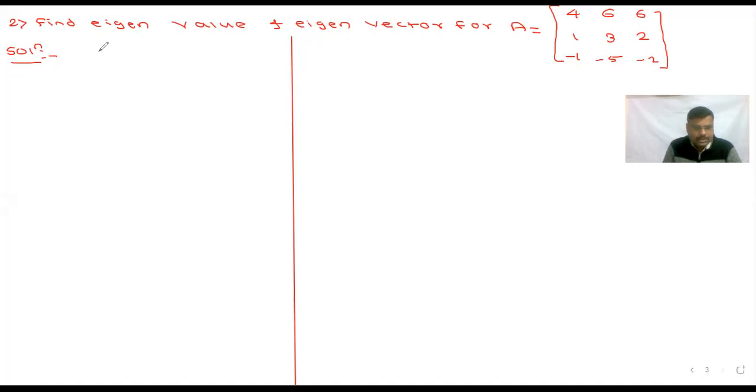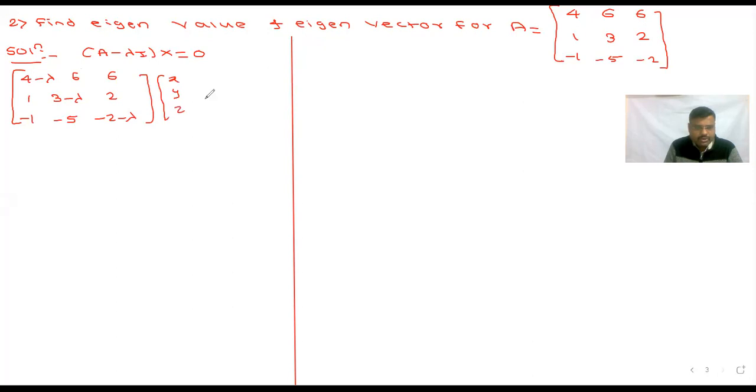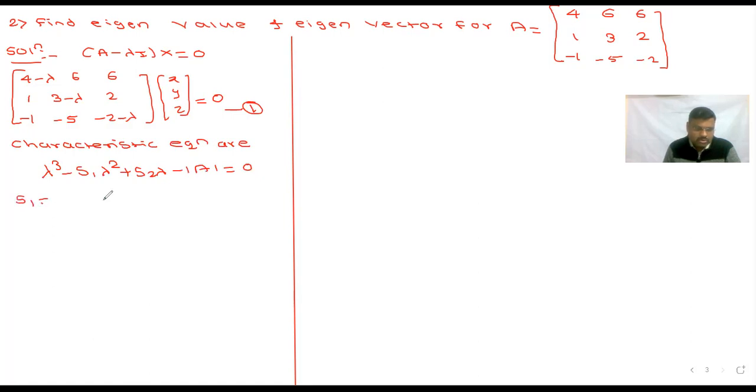Same. First let's write the matrix: A minus lambda I times x equals 0. [4 minus lambda, 6, 6; 1, 3 minus lambda, 2; -1, -5, -2 minus lambda] times [x, y, z] equals 0. So the characteristic equation is lambda cubed minus S1 lambda squared plus S2 lambda minus determinant of A equals 0.